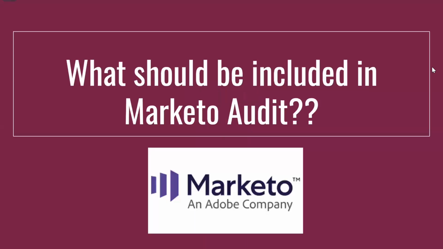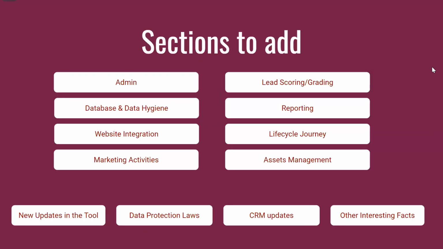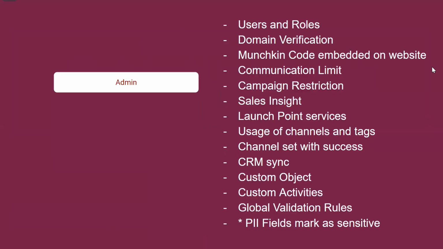Today's video is about the admin section. Let's discuss the various aspects and considerations we need to make when auditing the admin section. An organization sets up Marketo's admin section once they purchase it. Additionally, it has several other sections, as shown in the slide, such as users and roles, database management, launch point, etc. We will discuss each section one by one.